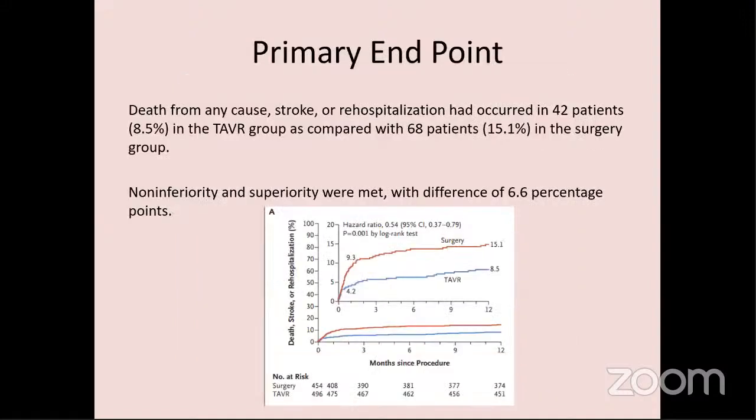The primary endpoint was death from any cause, stroke or rehospitalization. Can I hold you for a point? Are you going to talk about the exclusion criteria? In the slide deck? Yes. Okay. Sure, proceed. So death from any cause, stroke or rehospitalization occurred in 42 patients in the TAVR group, compared to 68 patients in the surgical group, a difference of 6.6 points. So non-inferiority and superiority were met.